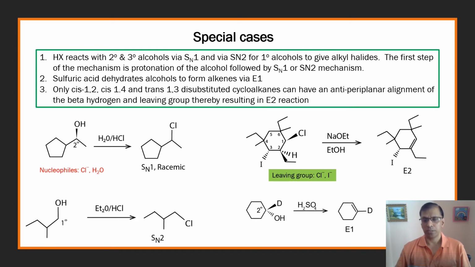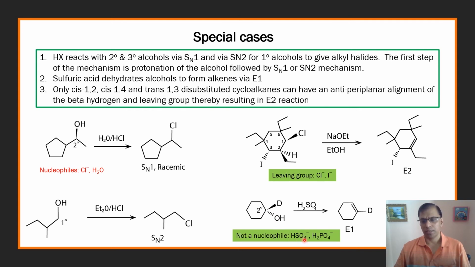Let's look at another example. In this case, sulfuric acid is used, and you have the alcohol. It's a secondary alcohol, so the first step is protonation of the alcohol, and because it's a secondary alcohol, the protonated alcohol will lose the water molecule to form a carbocation, and the carbocation will then lose a proton, a beta proton, via an E1 mechanism to give you the double bond or alkene.